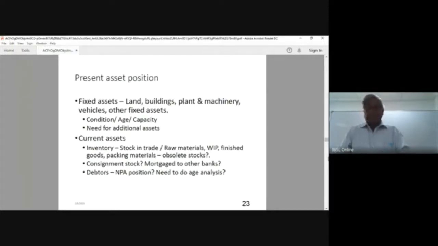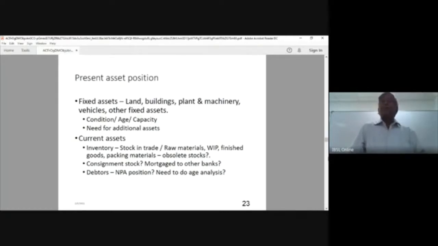Similarly, check the current assets. These are also collecting information. Inventory, or stock in trade: raw materials, work in process, finished goods, packing materials. Whether there is any obsolete stock.